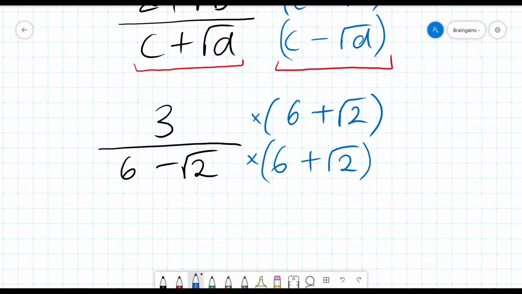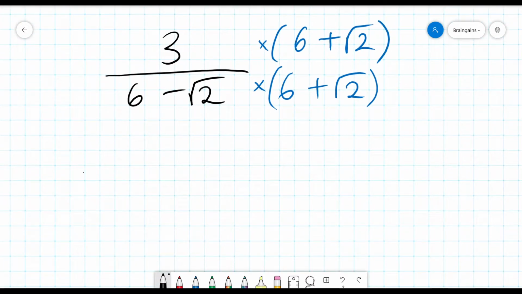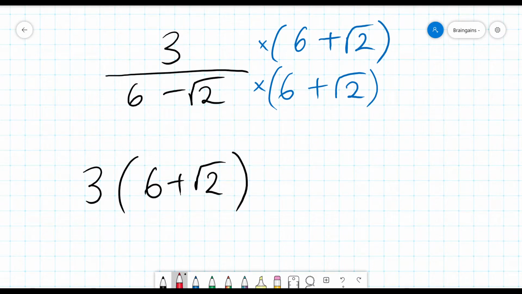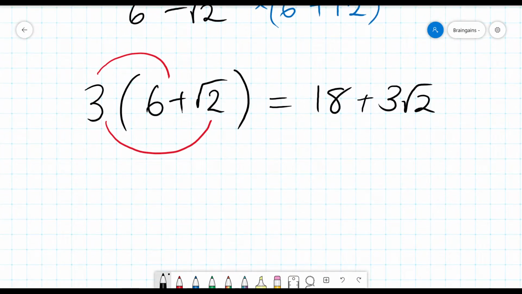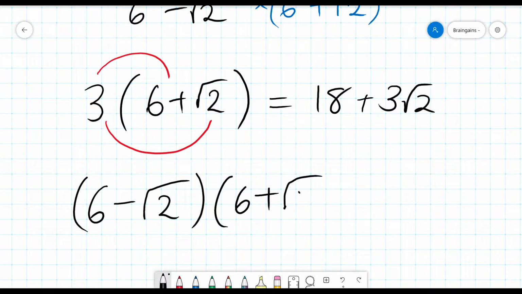So let's simplify the numerator. Now, we would have 3 times 6 plus root 2. So first, 3 times 6 is 18, and 3 times root 2 is just 3 root 2. Now, let's simplify the denominator. The denominator is 6 minus root 2 times 6 plus root 2.